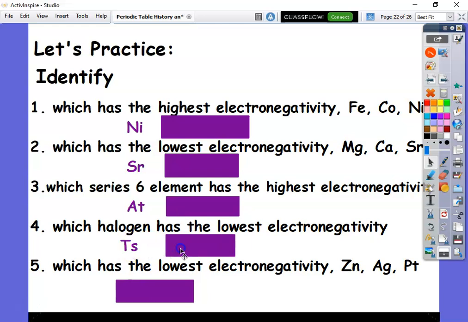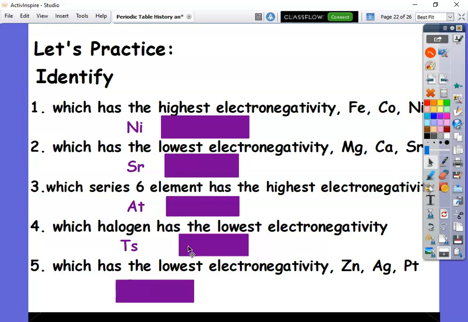Which halogen has the lowest electronegativity? Halogens are in group or column 17, and that halogen is Ts. Ts has the most energy levels. It's all the way at the bottom of the group of halogens. So the nucleus is very far away from those outer electrons. It has much lower charge for those electrons than the atoms of the other elements in that column. And so Ts has the lowest electronegativity, the least chance of attracting in new electrons.